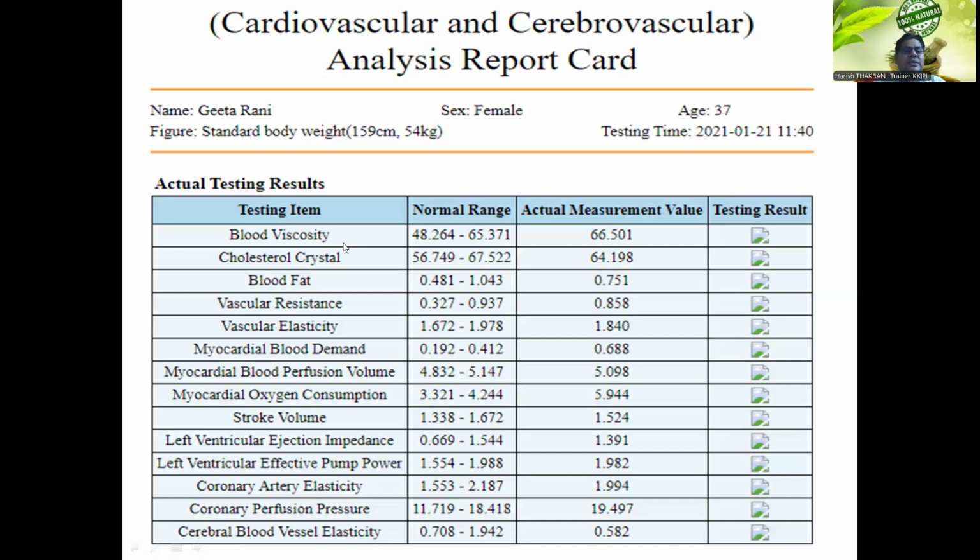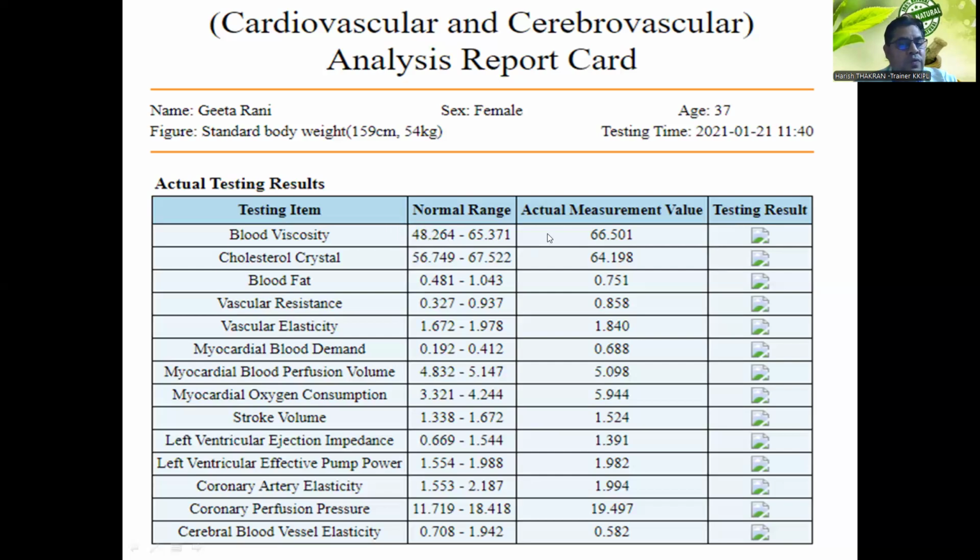Blood viscosity means the viscousness of blood. If the viscosity of blood is in normal range, if the actual measurement is in normal range, what will happen? There will be better blood circulation. But if the blood viscosity is below normal, that means the blood will be thinner, and if the blood is thinner, that will have a much better blood circulation. And if the blood viscosity is more than actual, that means the blood is viscous, and if the blood is viscous, there might be a problem in proper blood circulation.